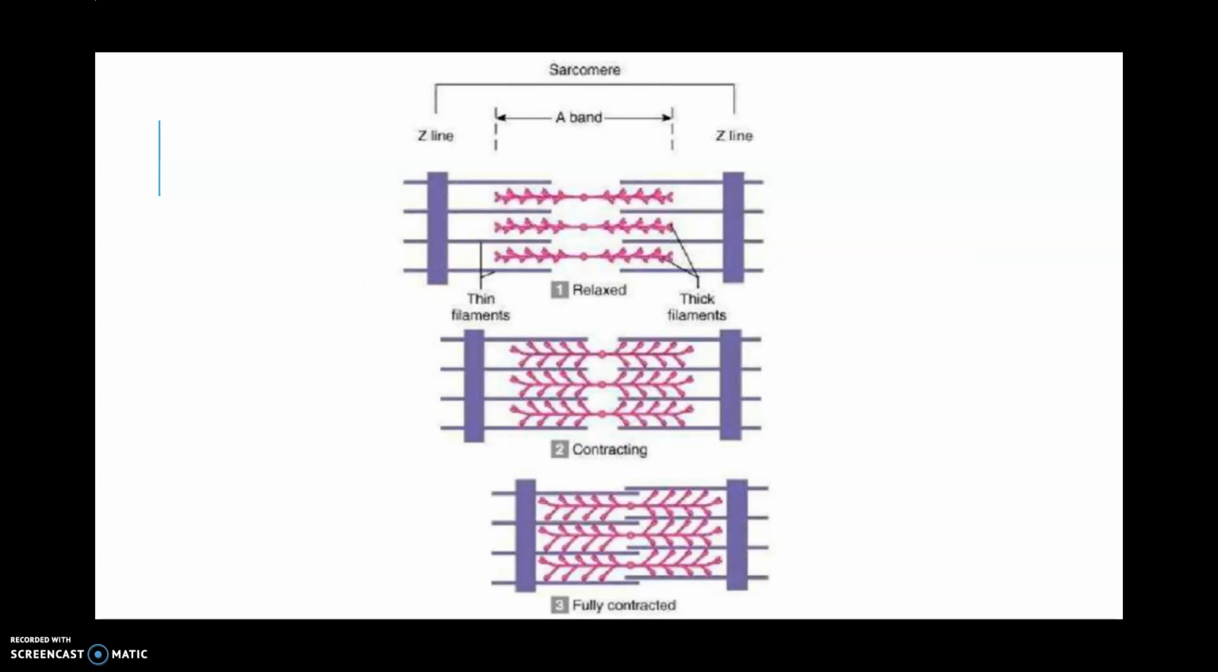So if we take a look, we can see nothing is connected here. We see our A band, which is our dark band with our myosin and our actin molecules, and our Z lines, which define how long our sarcomere is. So this is relaxed. We can see when we're contracting, those myosin heads are attaching to these actin filaments right here and pulling our sarcomere in. So we can see there's movement within our sarcomere here.